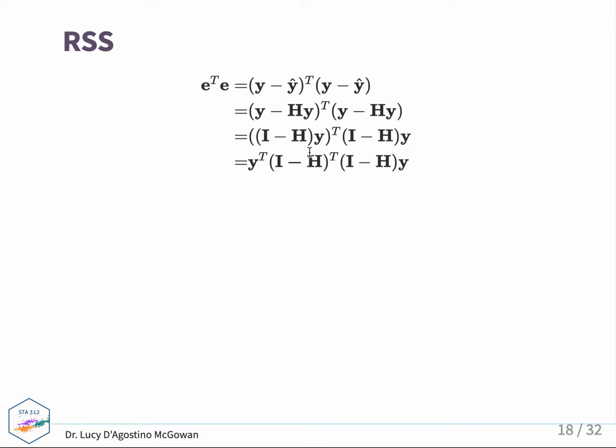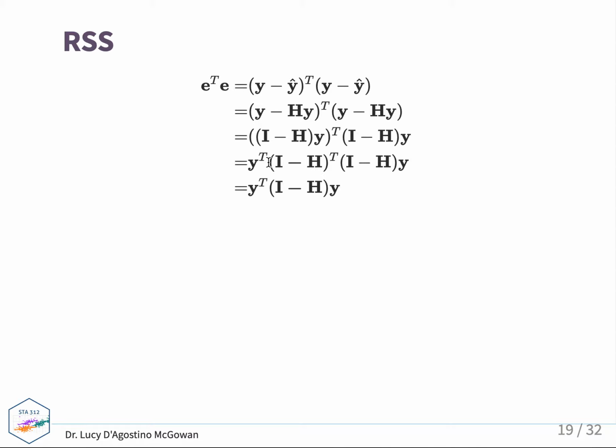Okay, now let's pull this transpose through. If you remember, when you pull the transpose through, every piece on the inside ends up getting the transpose, and it flips the order of the matrices. And so we end up with the y transpose in the front, and then I minus H transpose. And then this next part stays the same, I minus H times y.